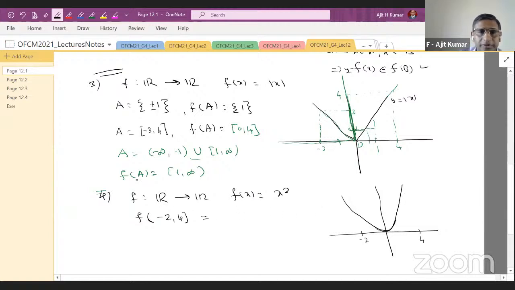Of course, when you have guessed that this is the image, ultimately you also need to justify. This is our guess, but you also have to justify that the two sets are equal. So take an element in one set and show that it lies in the other set. All these things you have to do. Okay, so yeah.